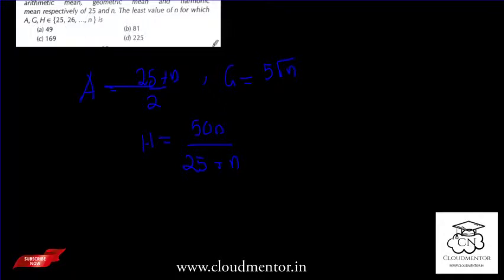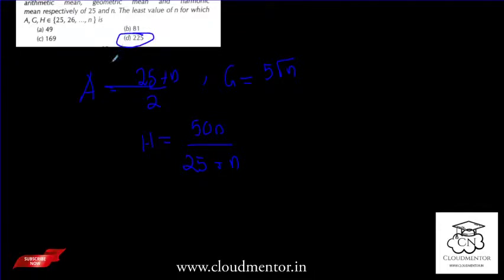So 49, if we give that, it will not give a natural number in here and here, and 81 also doesn't, and 169 the same, but 225 gives natural numbers for everything. That is, arithmetic mean, geometric mean, harmonic mean will be natural numbers if we take n as 225. So option D is the right answer.